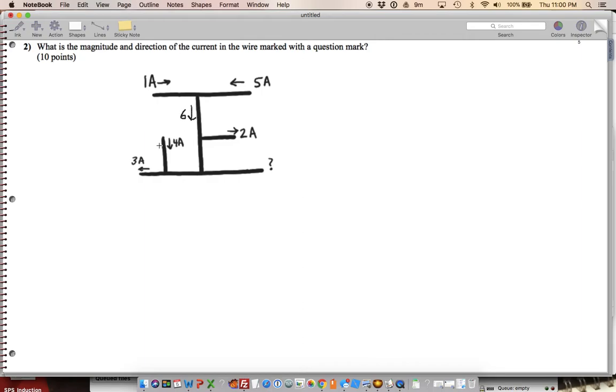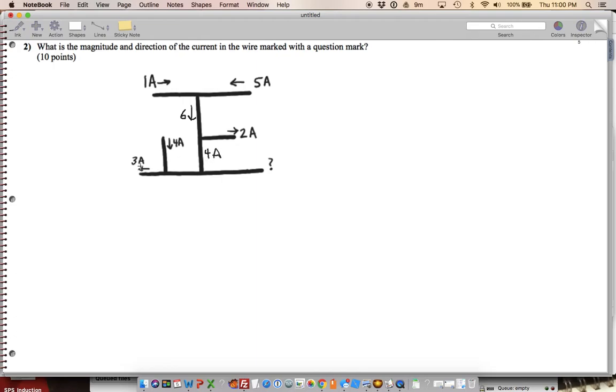So 6 amps going down. Now here, I'm going to have 2 amps going out. So I have 6 coming in, and then I have to have the same number coming out. So the same thing here: I have 1 amp coming in, 5 amps coming in. They add to 6. I have 6 coming in, 2 going out here, so this must be 4. So 6 goes here, I lose 2, so this has got to be 4 amps here.